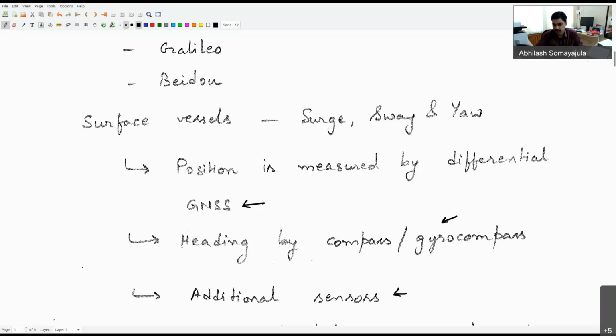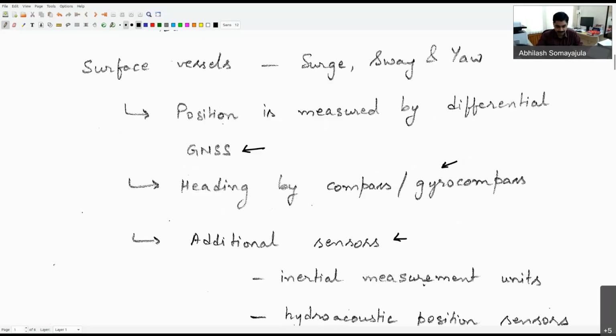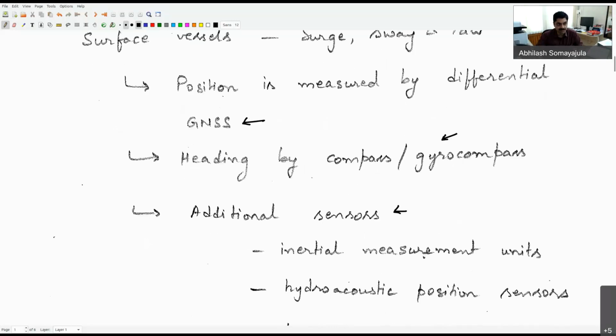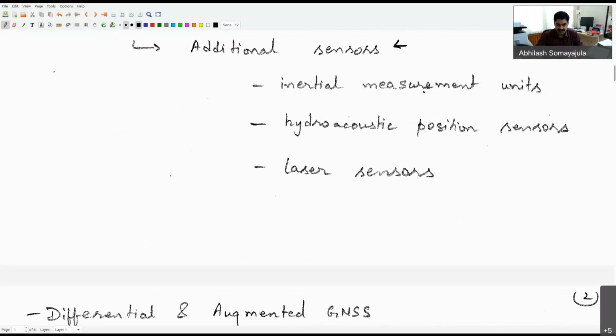Most of the time you'll be equipped with multiple GNSS and other sensors as well, like LiDAR, radar, and things like that, which can aid you in navigation much better. They also aid you with perception, which was not of concern back in the day, but is of more concern today. All right. So as I said, these additional sensors could be IMUs, hydroacoustic positioning sensors, laser sensors, which LiDAR is a part of.